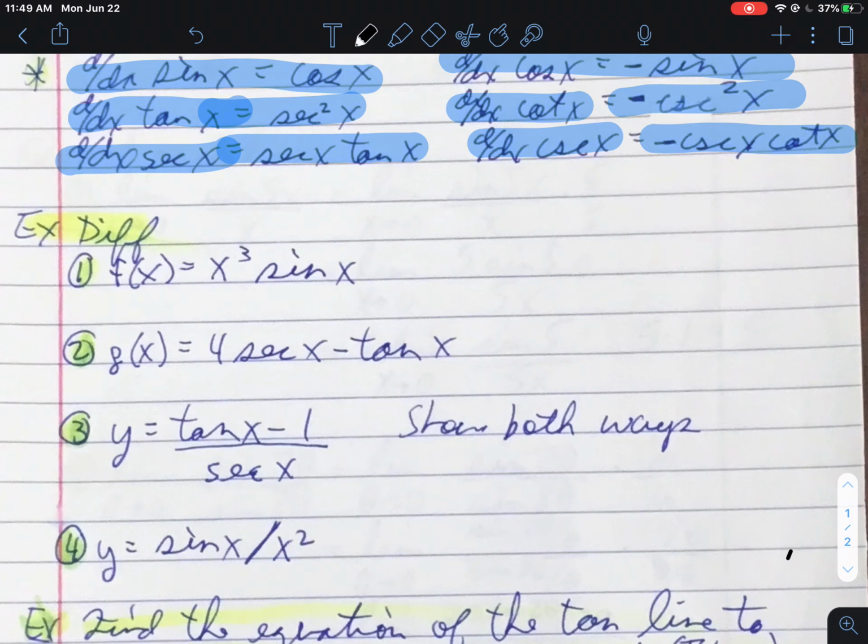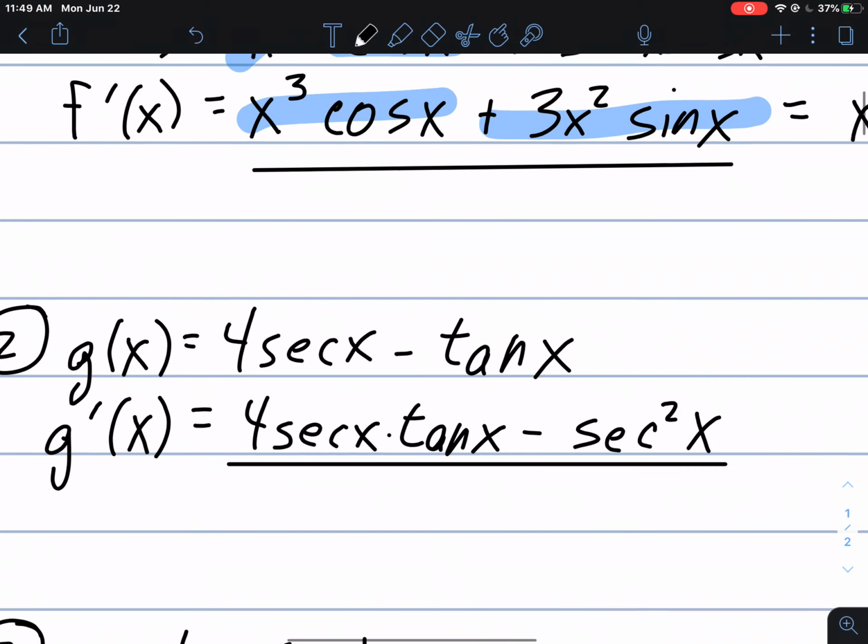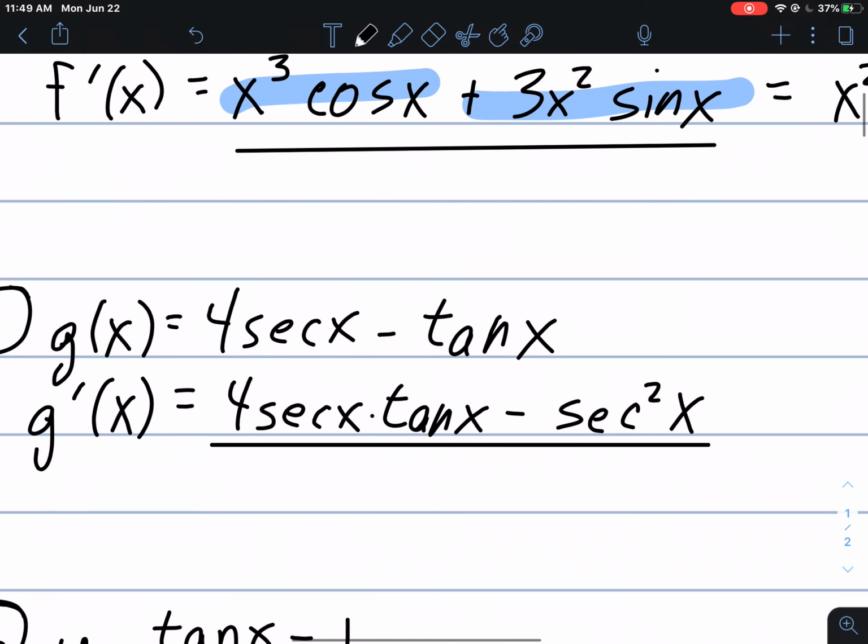So number 2, I've got the function g of x equals 4 times secant x minus tan x. Again, pretty straightforward. Constant multiple rule still applies, right? 4 times the secant of x. The derivative of 4 secant x is 4 times the derivative of secant, right? So the constant doesn't affect your derivative.